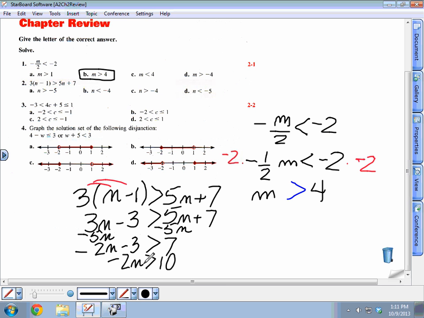And now I can finally divide by a negative 2 on both sides, and because I'm dividing by a negative 2, this becomes n. Now I have to flip the sign the other way, point it the other way, and 10 divided by negative 2 is negative 5. So n is less than negative 5, and that's answer D.